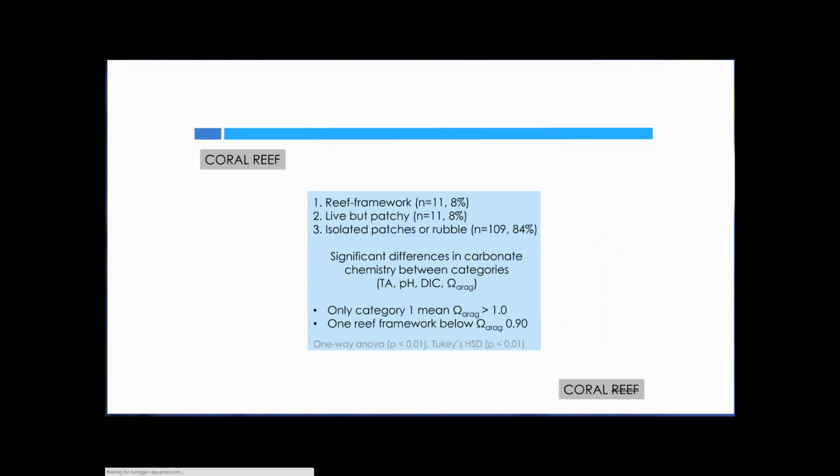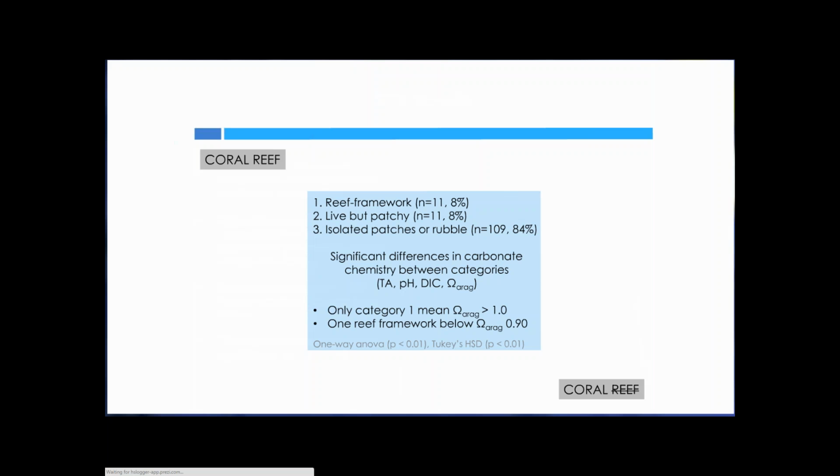To evaluate the pattern and density and reef cohesiveness, we gave values of formation of framework, with 1 representing cohesive framework to 3 of only isolated patches of rubble. And we found significant differences in the carbonate chemistry between categories, with only category 1 having an overall mean aragonite saturation above 1. There was only 1 framework occurrence in all of the Bight below an aragonite saturation of 1.